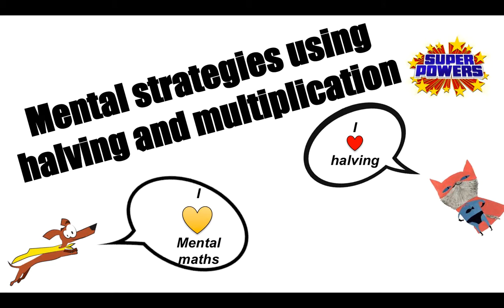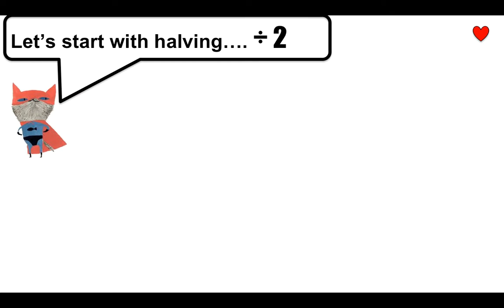Hi, this is Miss Cat, and today's maths lesson is about mental strategies using halving and multiplication. This is something that will really give you maths superpowers. So let's start with halving, keeping in mind that halving is when we divide something into two or split something into two parts. It's the opposite of doubling.